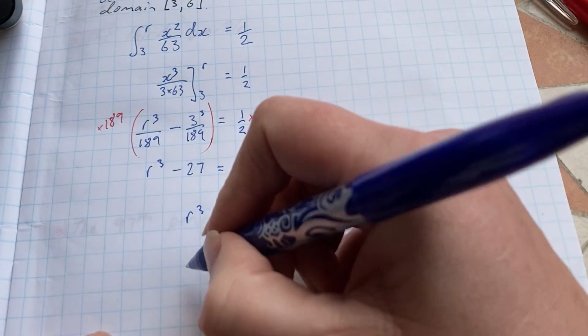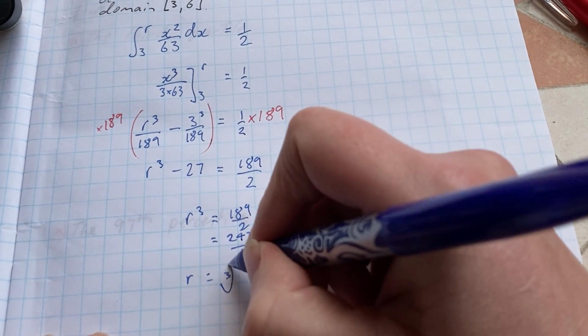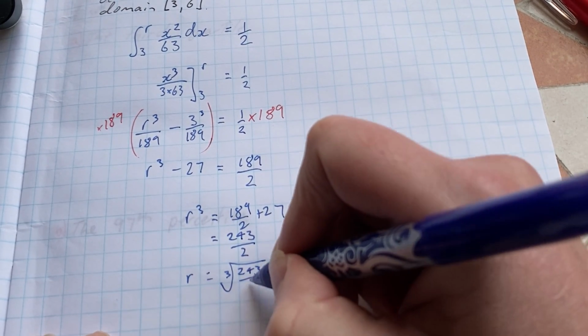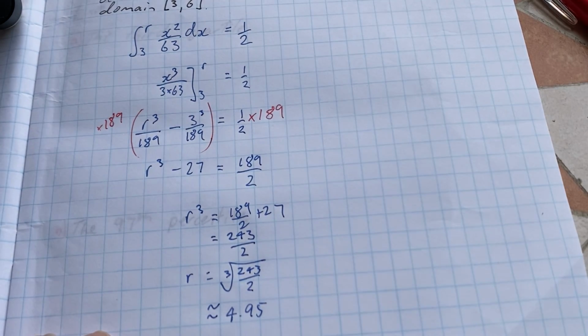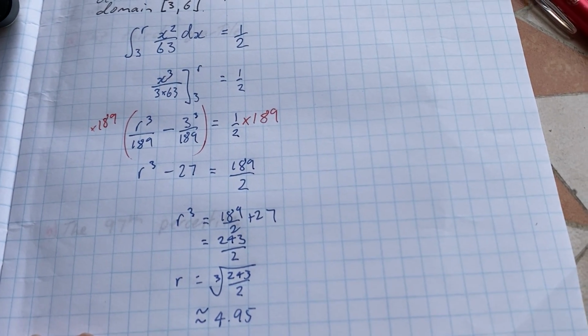Okay, and then of course take the cube root. So r equals the cube root of 243 on 2, which is approximately equal to 4.95. Generally 2 decimal places is fine for that kind of thing.